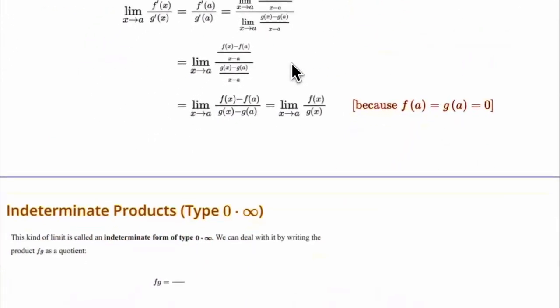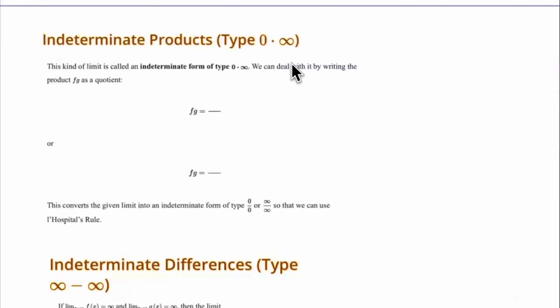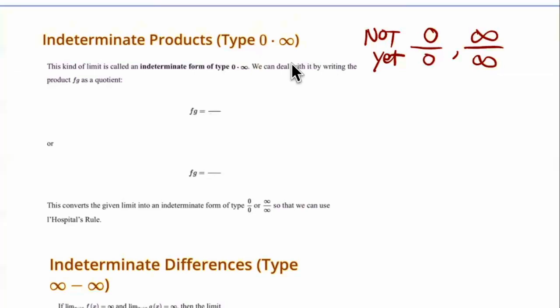Now, we also talk about indeterminate product, of this type 0 times infinity. For a limit of this type, you cannot apply L'Hopital's rule right away because it's not yet one of the two types, right? So you need to convert a limit of this type into either this type or this type. So what kind of trick can you use to convert this? Say f times g, and then what do you do?